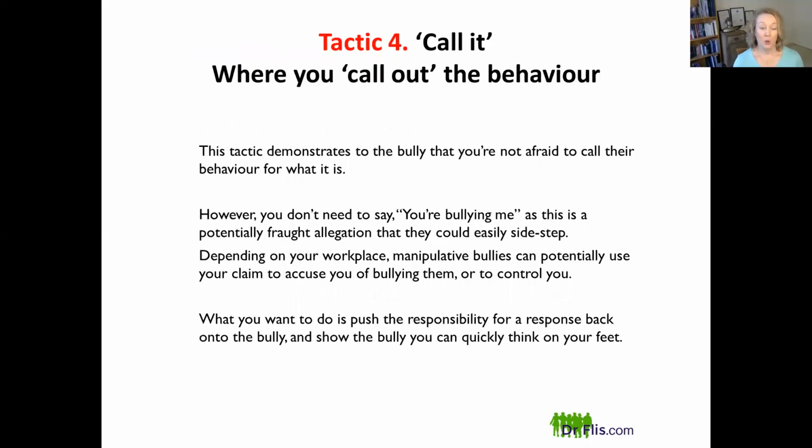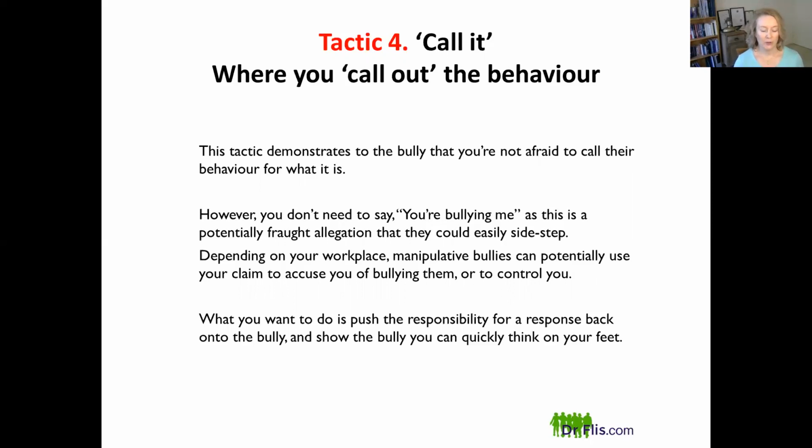Tactic 4, call it, where you call the behaviour. The bully is not expecting you to do this. If you can do this really well, and you need to practice it, you're going to be very powerful at reasserting your personal power and controlling them. And you don't have to say that they're a bully. This is just so much better. It demonstrates that you're not afraid to call them. As soon as you say something like that, they could easily turn it back on you and accuse you of bullying them. So try to avoid that.